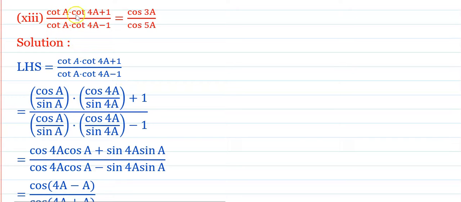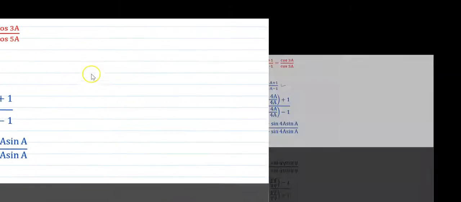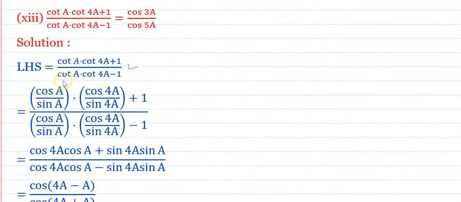Cot A into cot of 4A plus 1 upon cot A into cot of 4A minus 1 is equal to cos of 3A upon cos of 5A. Now see the LHS: cot A into cot of 4A plus 1. Cot A means cos A upon sin A, and cot 4A is cos of 4A upon sin of 4A, plus 1. For the denominator, cos A into cos of 4A upon sin A into sin of 4A minus 1.